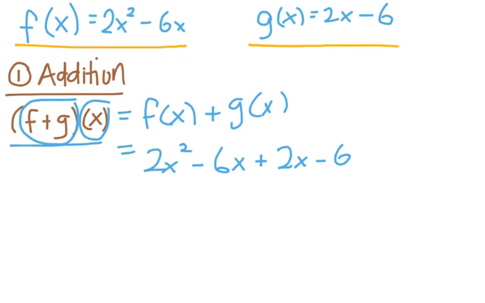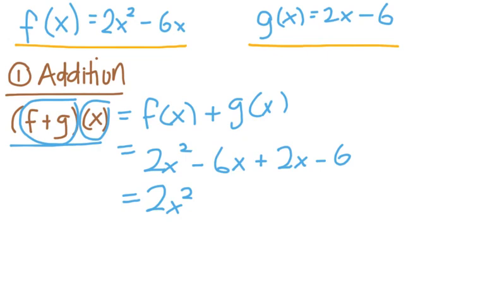How do we simplify? Simplify the same variable with the same variable. The same variable that we have is x with x. First we can see that we have 2x squared, and we don't have any other x squared. So 2x squared is already the simplified one, and we can just write down the 2x squared.